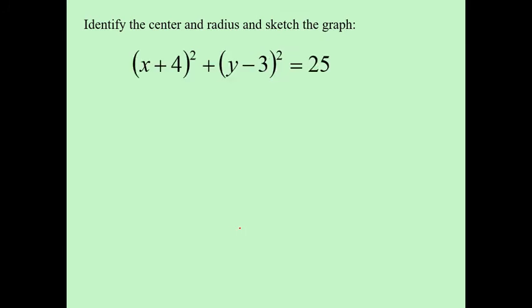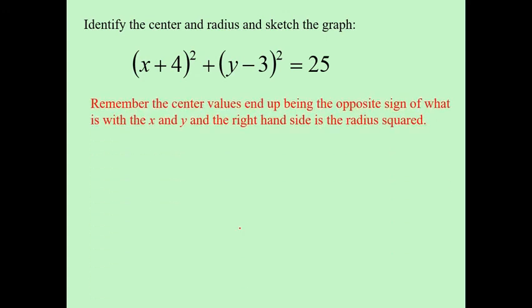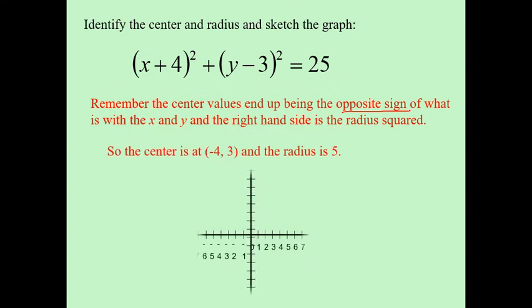Identify the center and radius and sketch the graph. What is our center? What is our radius? Okay, remember the center values end up being the opposite sign of what is with the x and y, and the right-hand side is the radius squared. So the center is -4, 3, and the radius is 5.